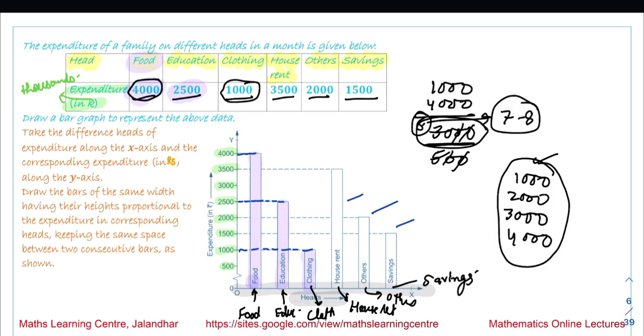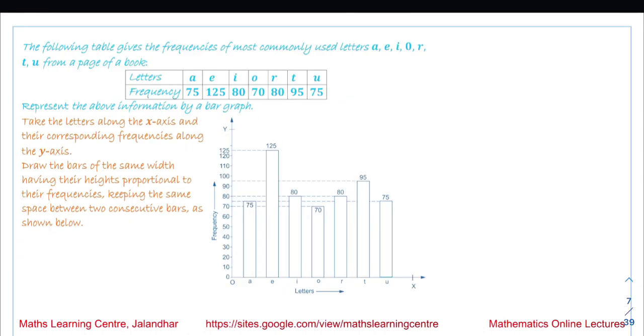Now the next question: the following table gives the frequency of the most commonly used letters A, E, I, O, R, T and U from a page of a book. So how many times is A used? It is 75. E is used 125. I is used 80.